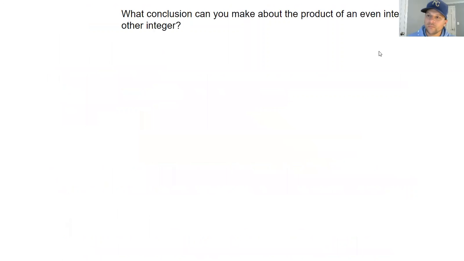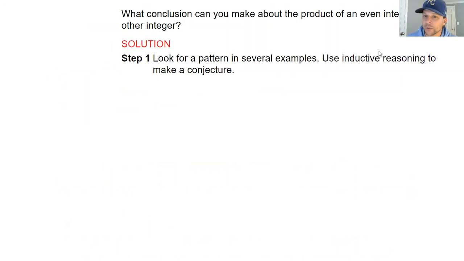So what conclusion can you make about the product of an even integer and any other integer? Well, the product is the same thing as multiplying. So we're going to look at a pattern of a couple different examples between multiplying an even integer and any other integer. So for this example, evens are 2. We're going to just look at -2 times 2 to be -4. Okay. -1 times 2. Again, 2 is still our positive number. So we're going to multiply those and get -2.